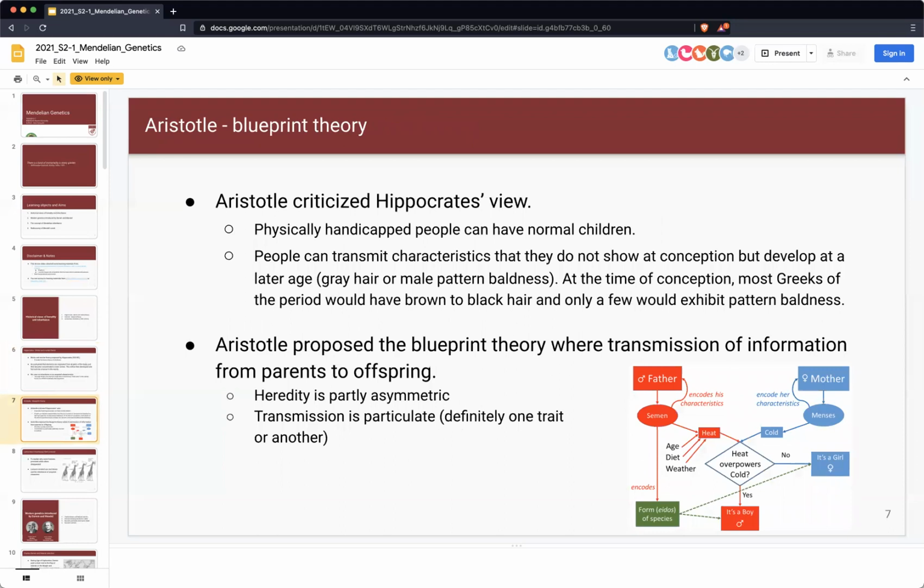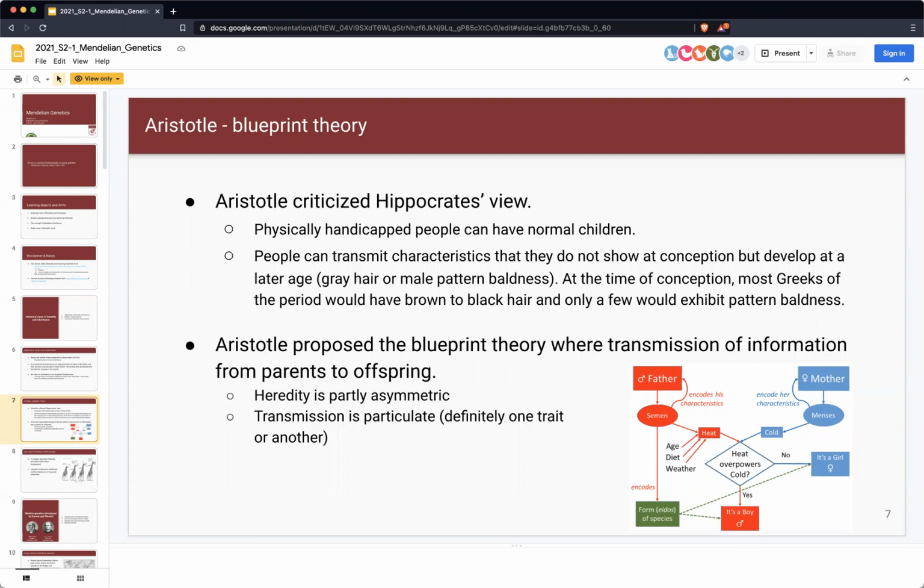Then at a similar time, Aristotle had a different idea. He basically criticized Hippocrates' view. But if you know the philosophy at the time, the Greek philosophers always criticized each other and proposed new things, which were sometimes contradictory or sometimes complementary to the previous one.